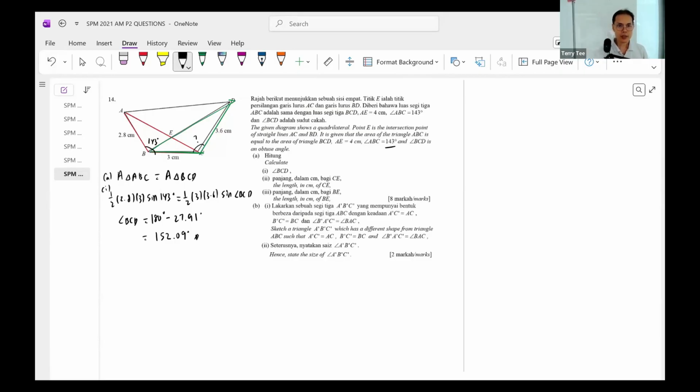Okay, this is A Roman 1. A Roman 2, I'm finding the length of CE. Okay, to find length of CE, right? First of all, guys, we solve. I want to find CE. Before we find CE, we know AE already. AE is 4. We just have to find AC. Okay, how to find AC? We use cosine rule. AC square is 2.8 square plus 3 square minus 2 times 2.8 times 3 cos 143. So what's your AC? Calculator.